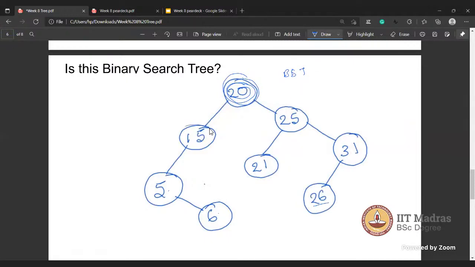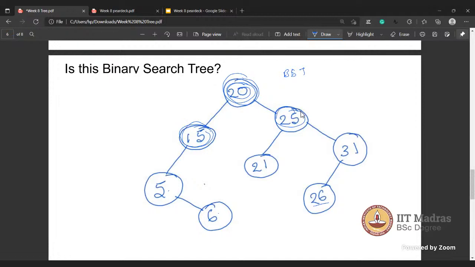Then you also have to check 15 and 25. So 5 is less than 15, yes. 6 is less than 15, yes. So 15, this node also satisfies the BST condition.